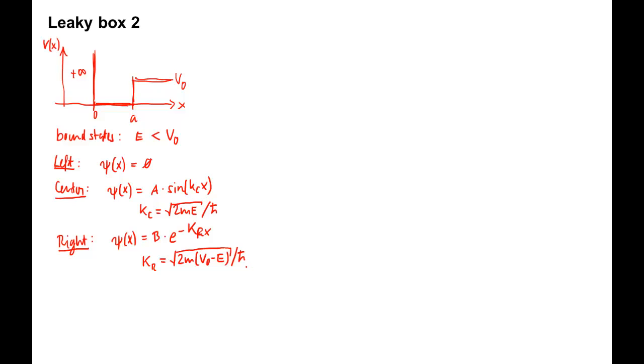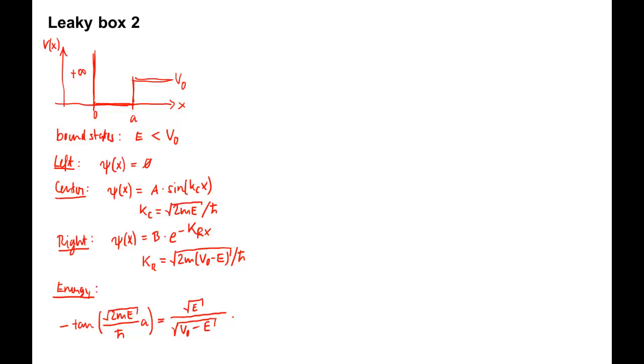We also have an implicit expression for the energy eigenvalues, which is given by negative tangent of the square root of 2mE over h bar times a, equals the square root of E divided by the square root of V0 minus E. We can't solve this for E explicitly. We would need a computer and numerical methods. We can, however, get an idea about the solutions by looking at this graphically.